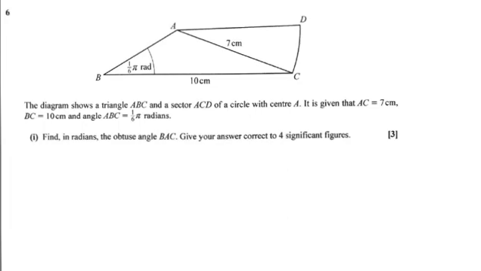Okay, question 6 is quite a sneaky question. It says we've got a triangle and we've got a sector at the top here. We're interested in the triangle for the first couple of parts of this question. It says find in radians the obtuse angle BAC. Now I think they've had to tell us it's obtuse, but that should ring alarm bells. We've got a known pair here, so we're about to do the sine rule.